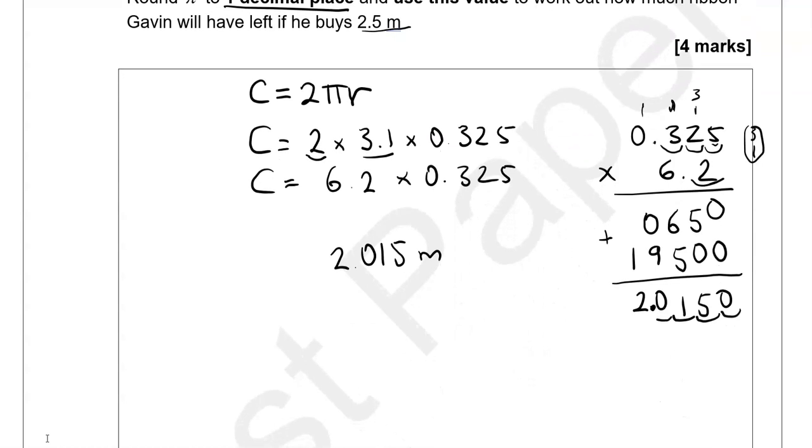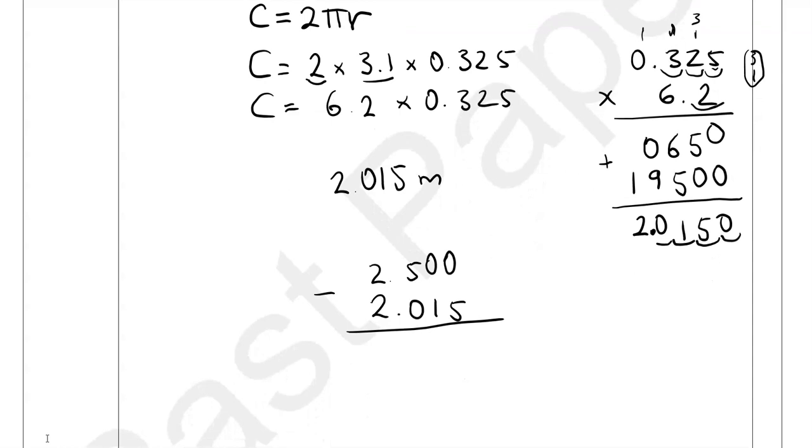So we're going to go 2.5, take away 2.015. Let's fill these with zeros. So we're going to have to take away 5 from the 0, which means we need to borrow. So borrowing from this is not an option. We're going to borrow from the 5. So 5 becomes 4, and this one becomes 10. Now that means we can borrow 1 from it, so it becomes a 9, and this becomes a 10.